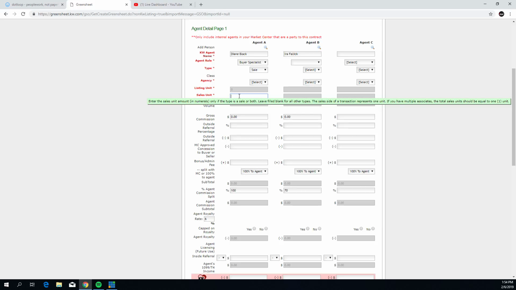They may be on a team where they only get 50%, so it's 0.5. The lead agent may be getting the other 0.5. There are all sorts of different permutations depending upon the agreements between the agents. However, for the most part, you're just going to be one, because you go out, you have a buyer, you show them the house, they buy it, you come back, one buyer, one agent, you're good. So that's going to be putting in a 1, not 100. It'd be easier if it was 100 because people can understand that, but that's what the sales unit is.